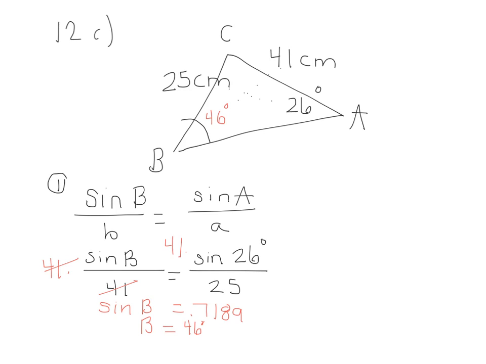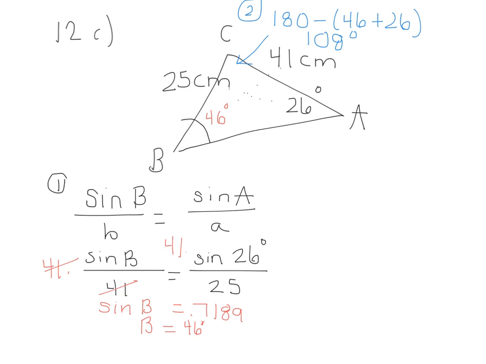Well, then second, I can find angle C because I know that all of the angles in a triangle must always add up to 180. So if I take 46 and 26 and add them together, I get 72, and 180 minus 72 gives me a remaining 108 degrees for angle C. That's what I would do as step 2.